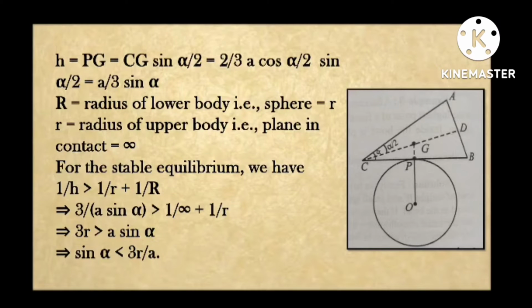Here capital R is the radius of the lower body, that is the sphere, which is equal to small r, and small r is the radius of the upper body, that is the plane in contact, which is equal to infinity. For stable equilibrium, we have 1 upon h is greater than 1 upon small r plus 1 upon capital R. So 3 by a sin alpha is greater than 1 upon infinity plus 1 upon small r. This implies 3r is greater than a sin alpha, which implies that sin alpha is less than 3r by a.